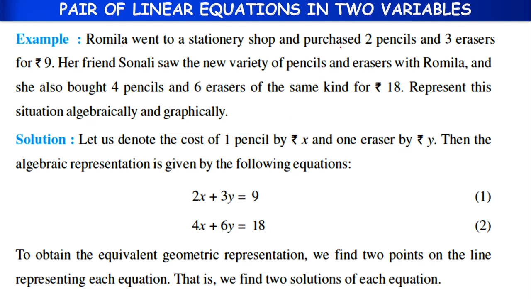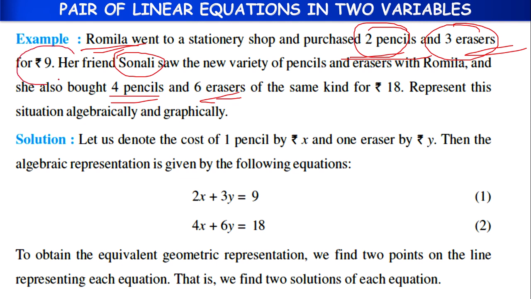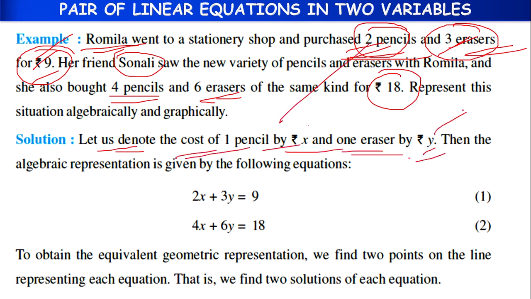Romila purchased two pencils and three erasers, and Sonali bought four pencils and six erasers. The number of pencils and erasers are known quantities, and the total amounts, 9 rupees and 18 rupees, are also clear. Only the unknown is, what is the cost of one pencil and what is the cost of one eraser? So let us denote the cost of one pencil as rupees X and one eraser as rupees Y.